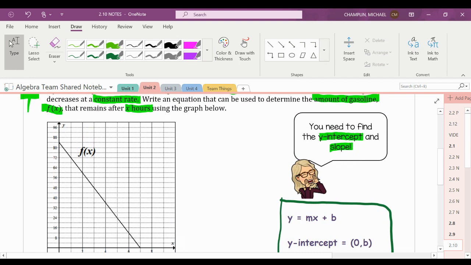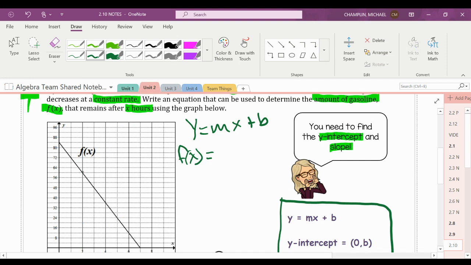So first, to figure out how to write this, you have to use y equals mx plus b. And first thing, we should know by now that y equals f of x. So I'm just going to replace y with f of x. Now I need my b value. I am going to find a convenient point on this graph and make a right triangle. That's how I like to use my rise over run.